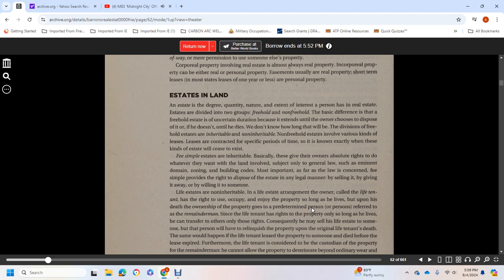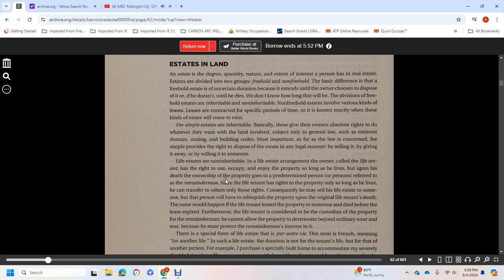Basically, they give the owner the absolute right to do whatever they want with the land involved, subject to the general law, such as eminent domain, zoning, and building codes. But most important, as far as the law is concerned, fee simple provides the right to dispose of the estate in a legal manner, by selling it or giving it away or willing it to someone.